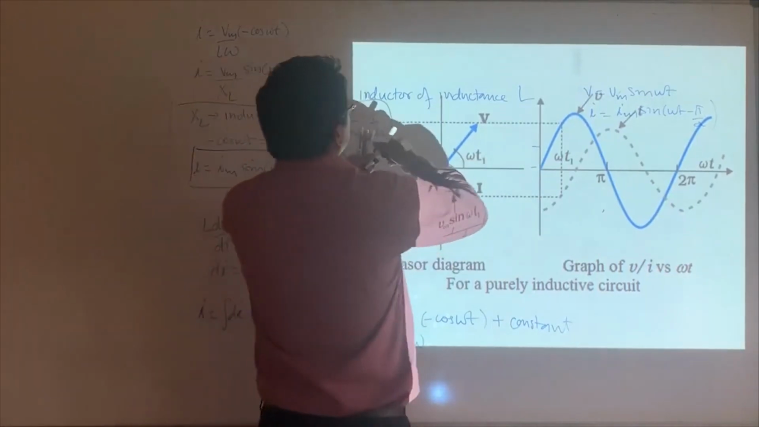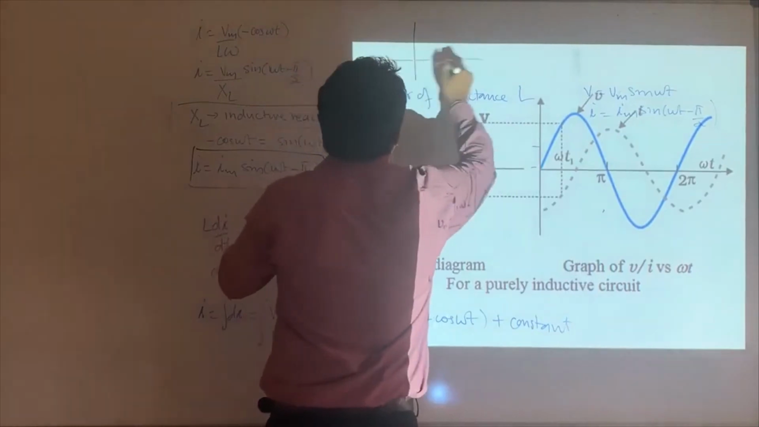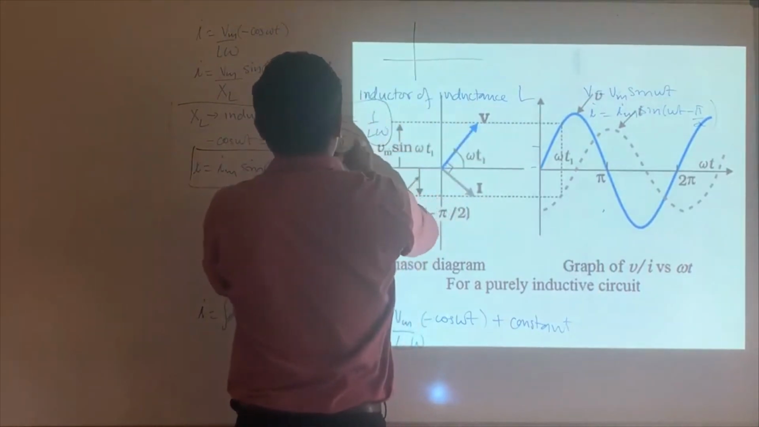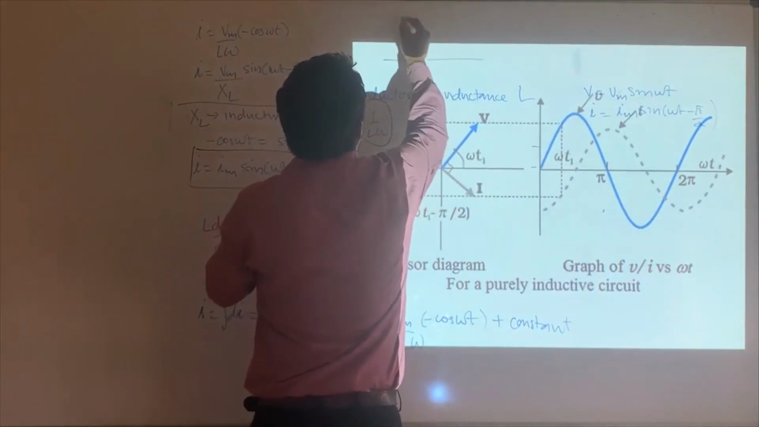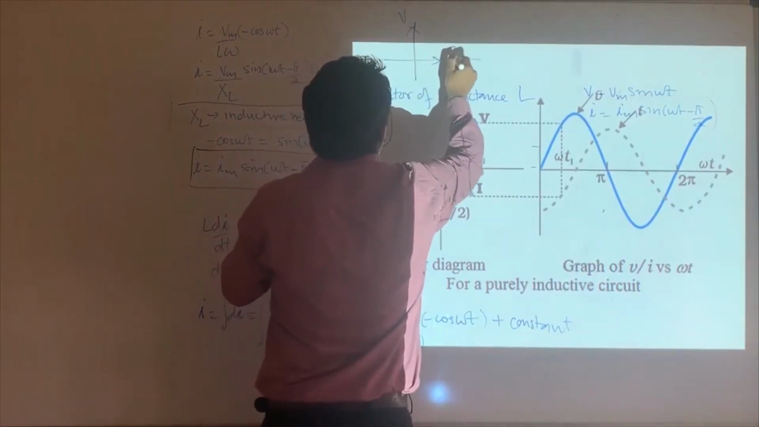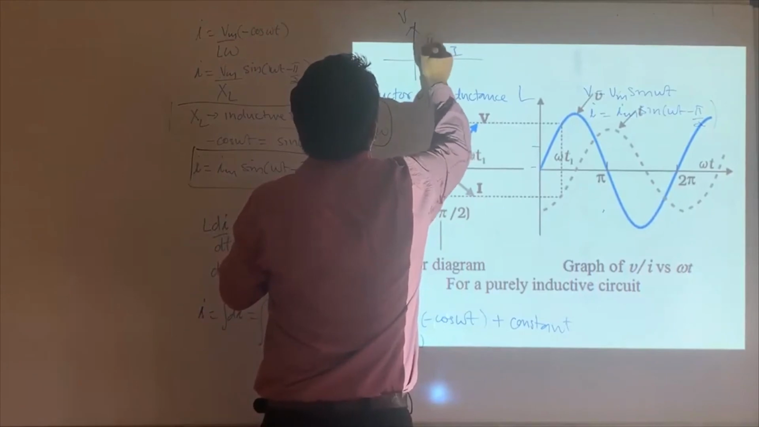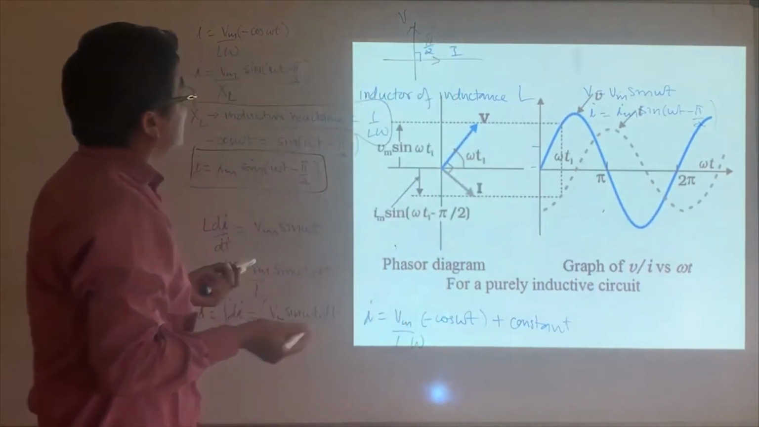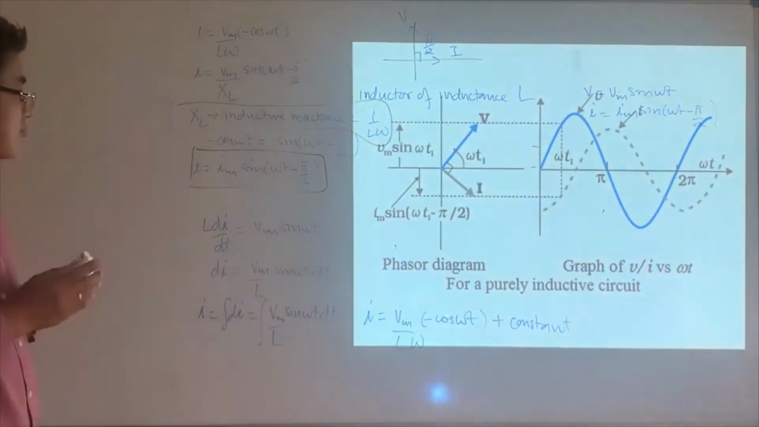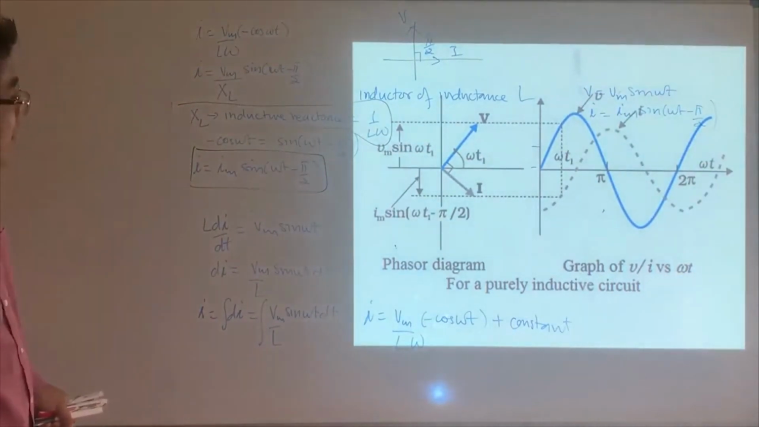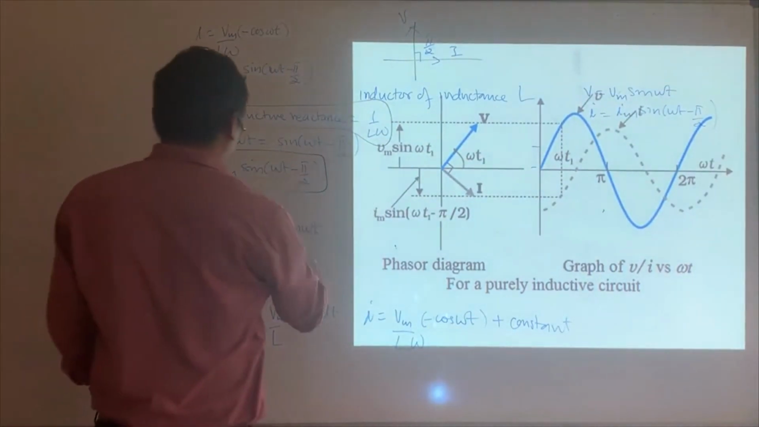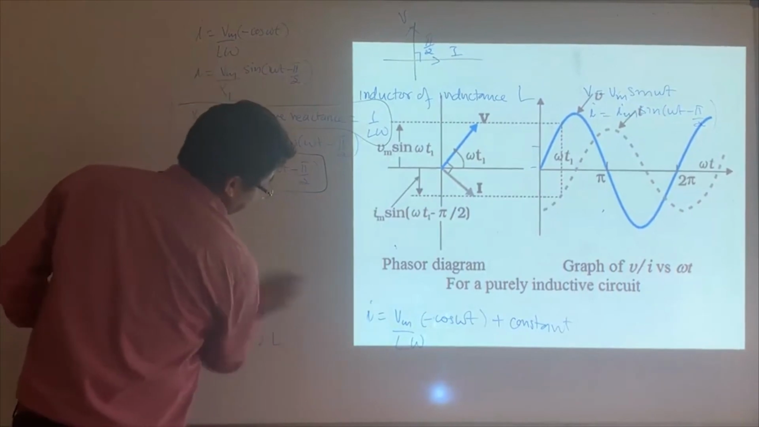If this is voltage and this is current, the phase difference is 90 degrees. So this is what we have in this case. Alright, this is the Phasor diagram method of representation.